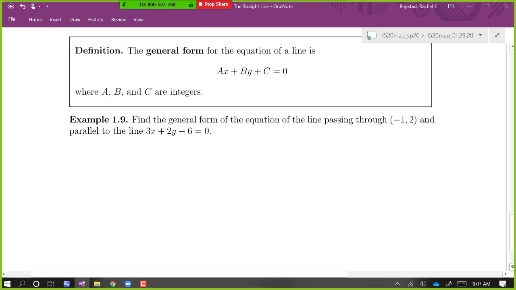Another example here, we're going to find the general form. In this case, they're specifically asking for the general form of the equation of the line, and they say it passes through the point -1, 2 and is parallel to this line they gave us. So I have a point. They gave me a point. Do I have the slope?